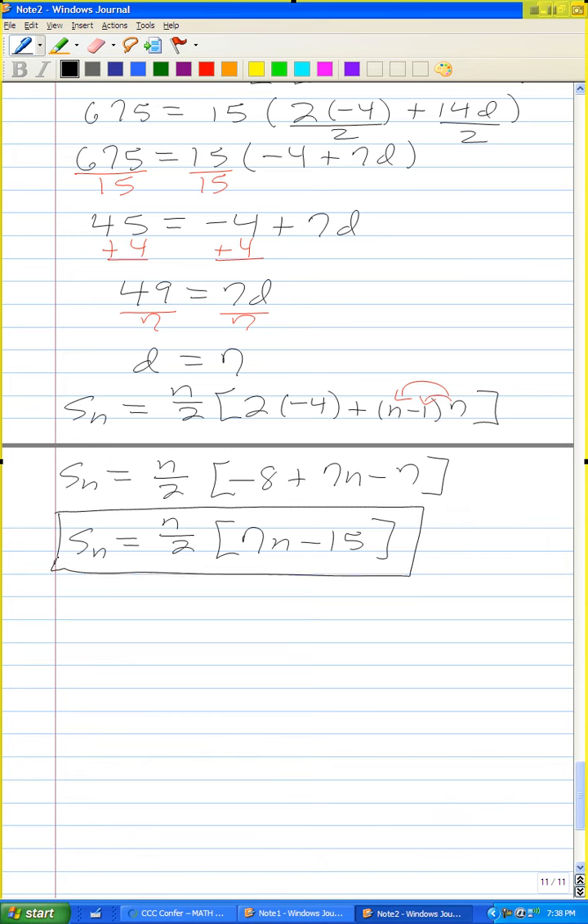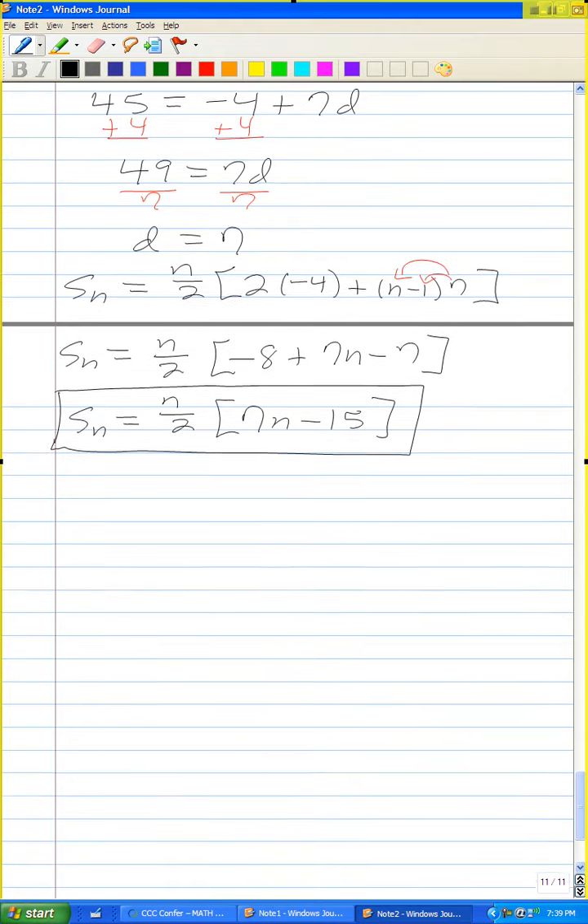So given that the first term is negative 4 and the sum of the first 15 terms is 675, and the fact that this is an arithmetic series, we can find that the sum of the first n terms of this arithmetic series is n over 2 times the quantity 7n minus 15.